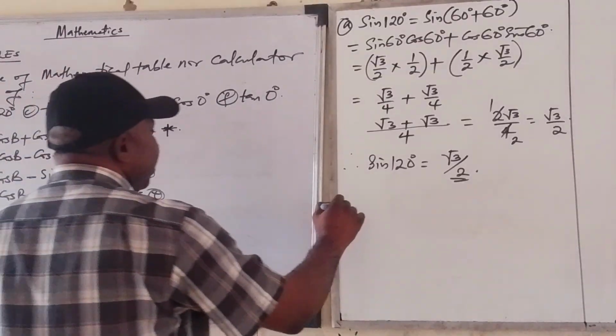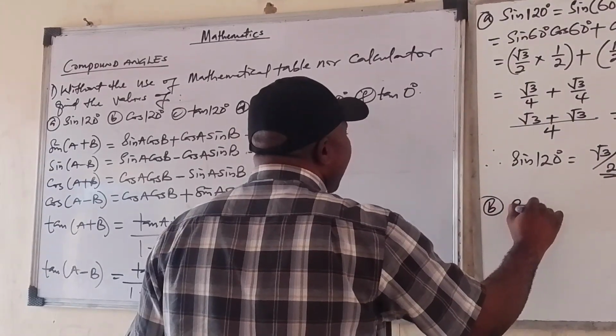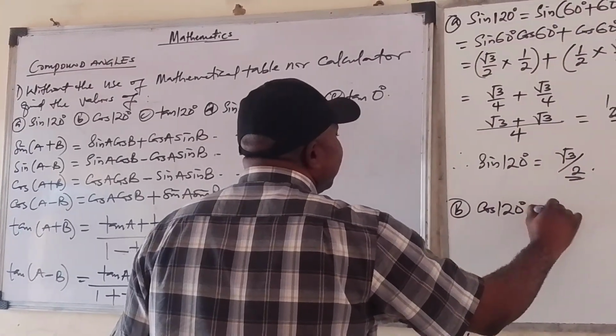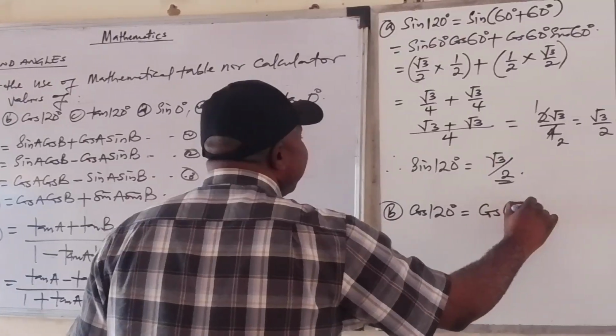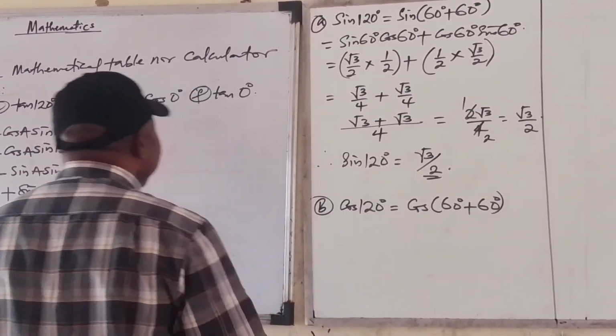Now let's go straight to B. Now for B, we have cos 120 degrees. So this will be cos, we have 60 degrees plus another 60 degrees. Remember this 120 you can use.